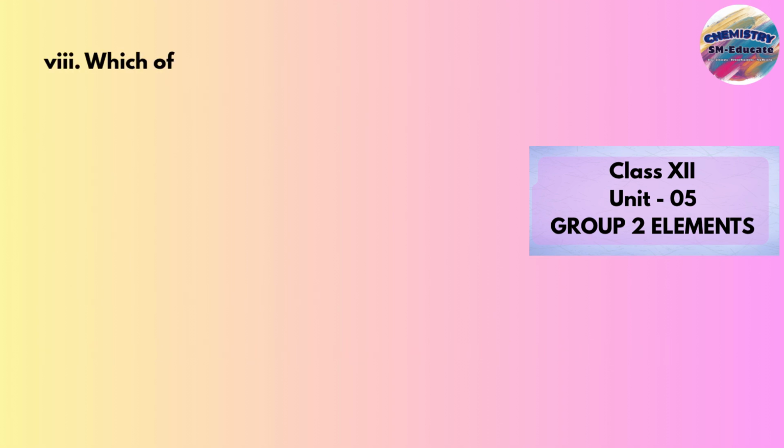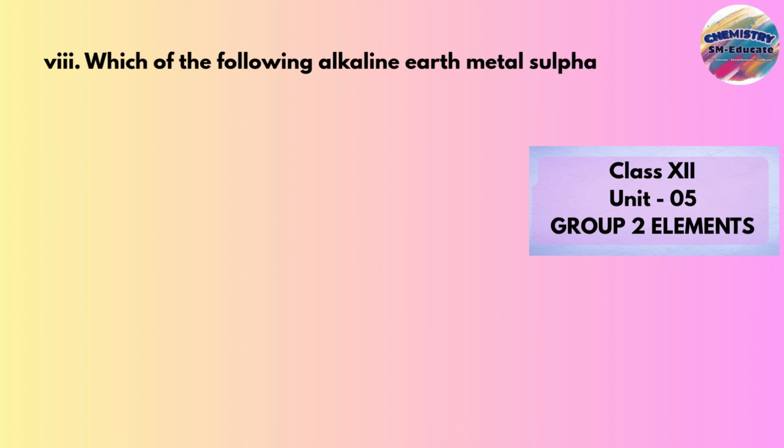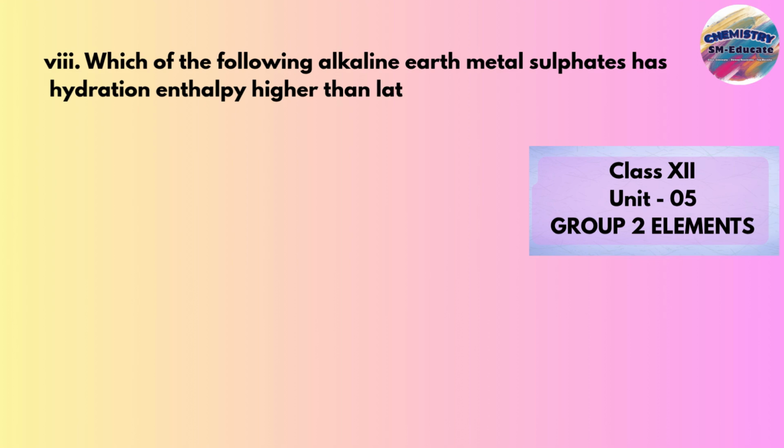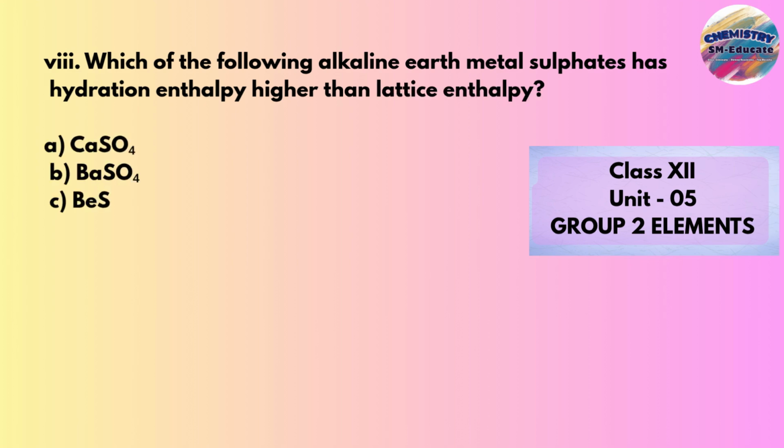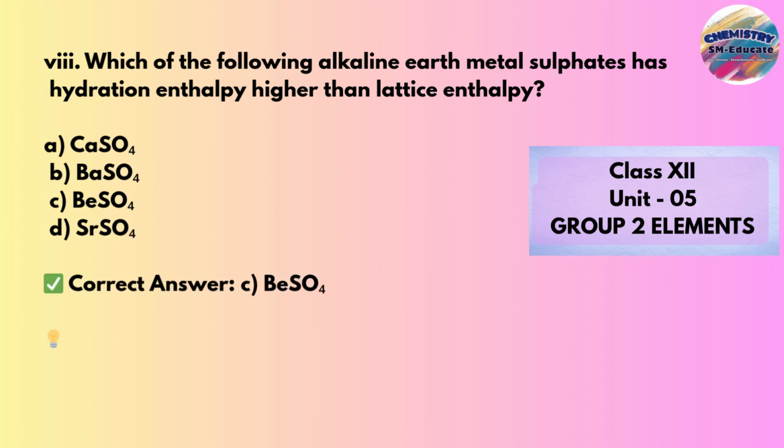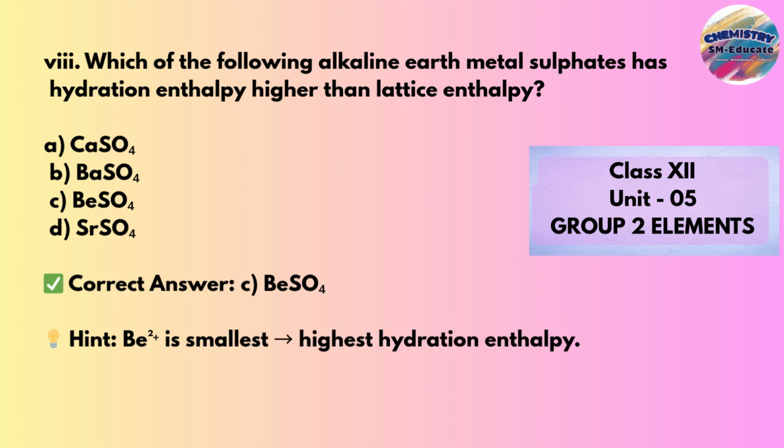Part 8. Which of the following alkaline earth metal sulfates has hydration enthalpy higher than lattice enthalpy? A. CaSO4. B. BaSO4. C. BeSO4. D. SrSO4. Correct answer: C. BeSO4. Hint: Be²⁺ is the smallest, so it has the highest hydration enthalpy.